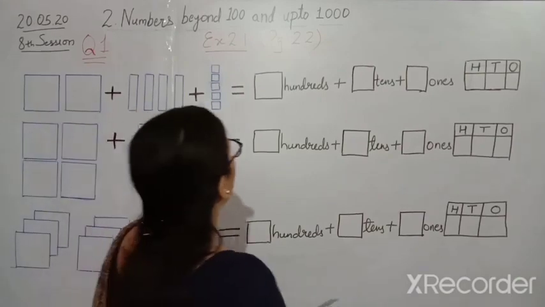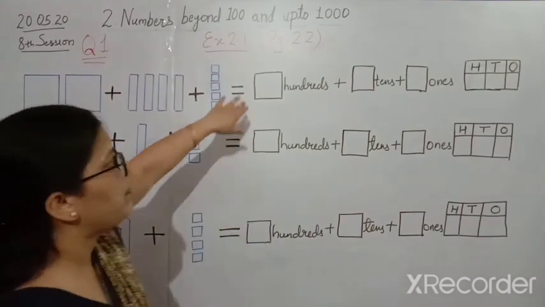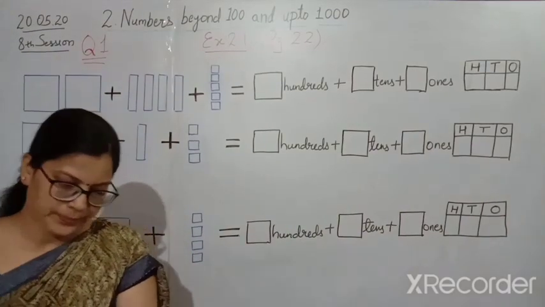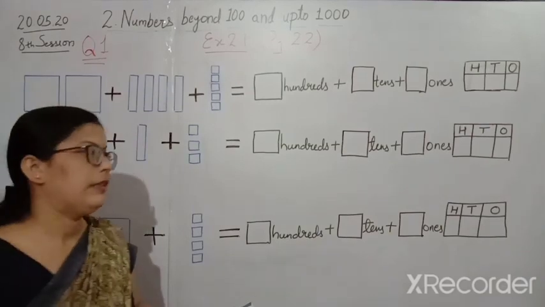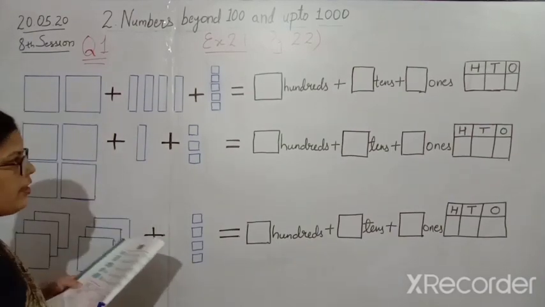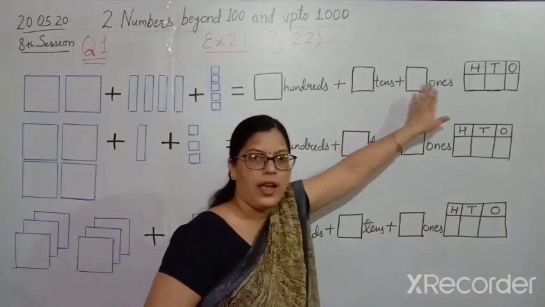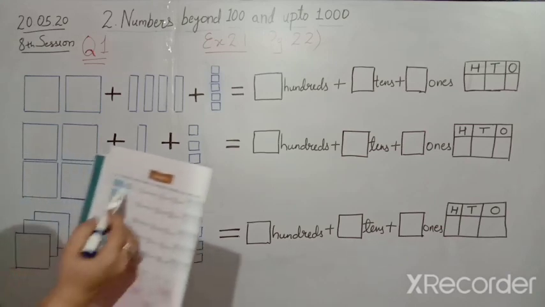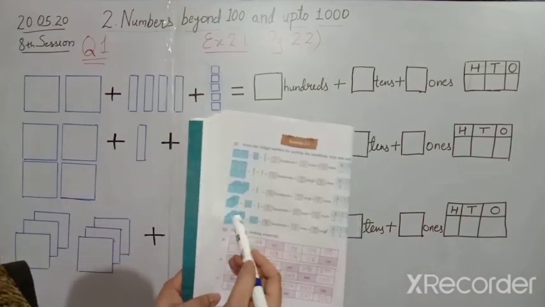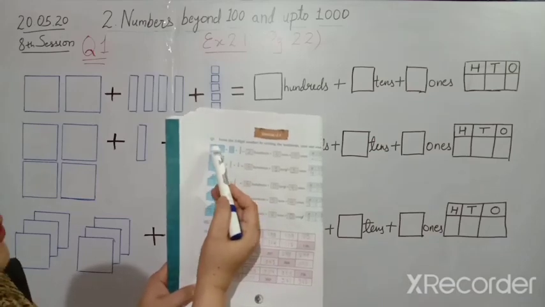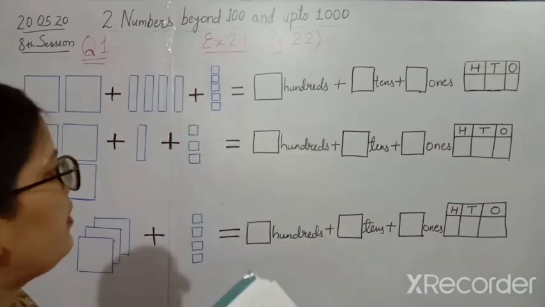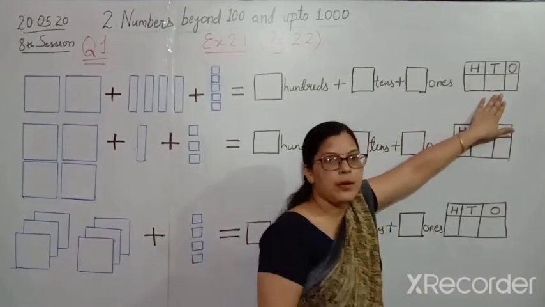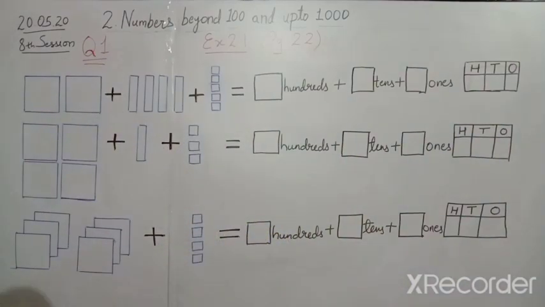Exercise 2.1, page 22, question number 1. Form the 3-digit numbers by writing the hundreds, tens and ones. The same way these blocks are drawn in your book, you just have to count the blocks of hundreds, then tens and then ones, and accordingly write the numbers in these boxes, and then we have to form the numbers. So let's start.